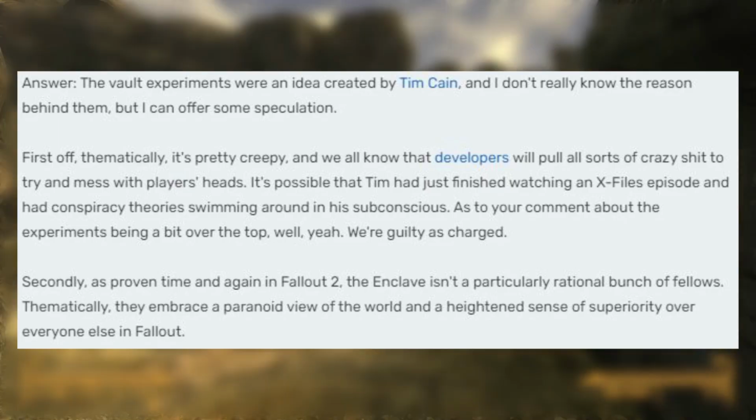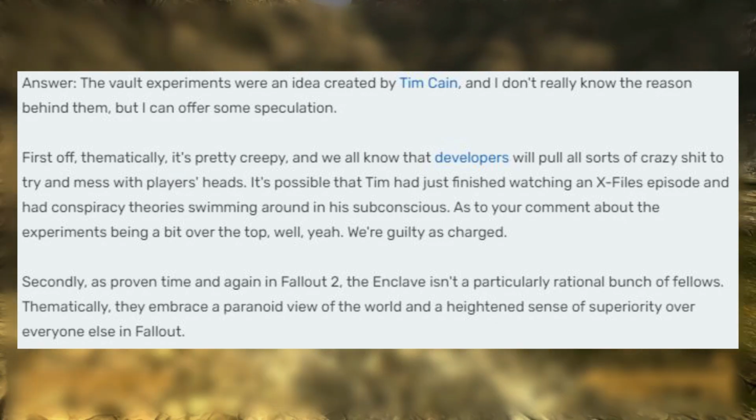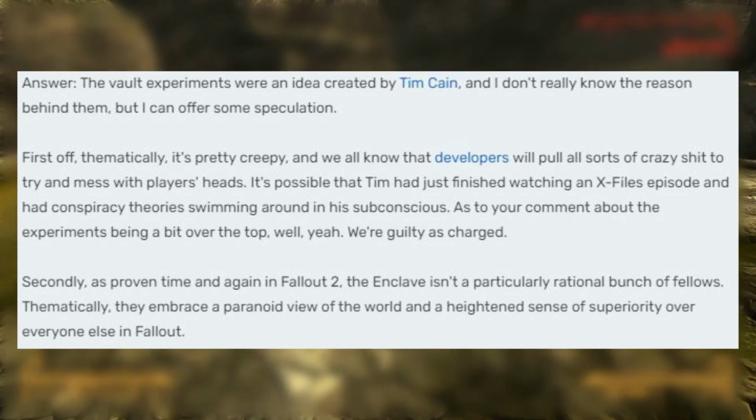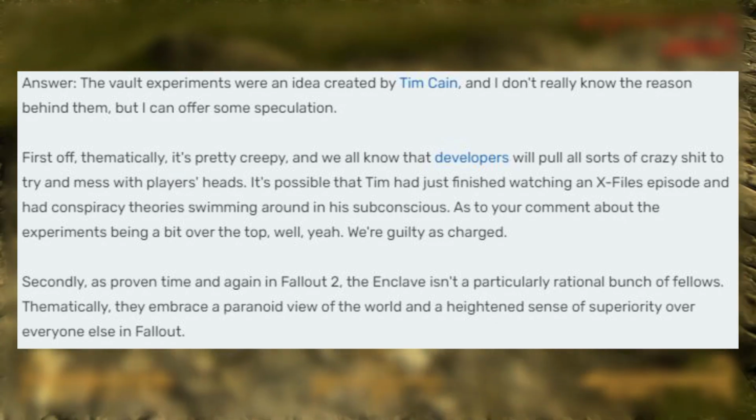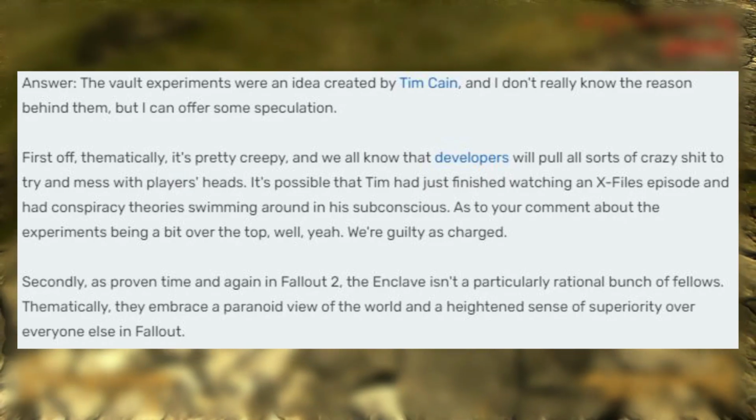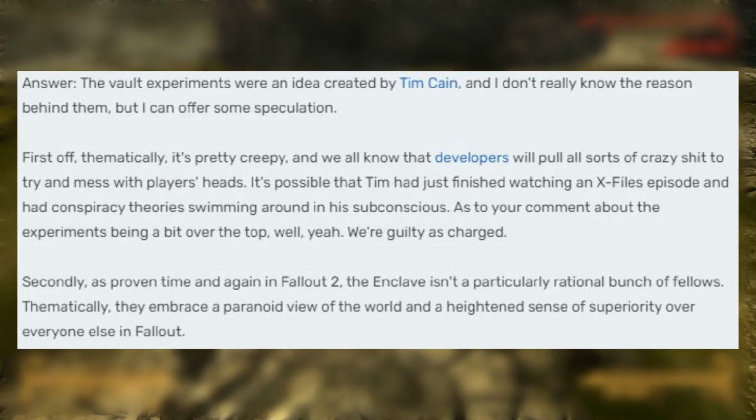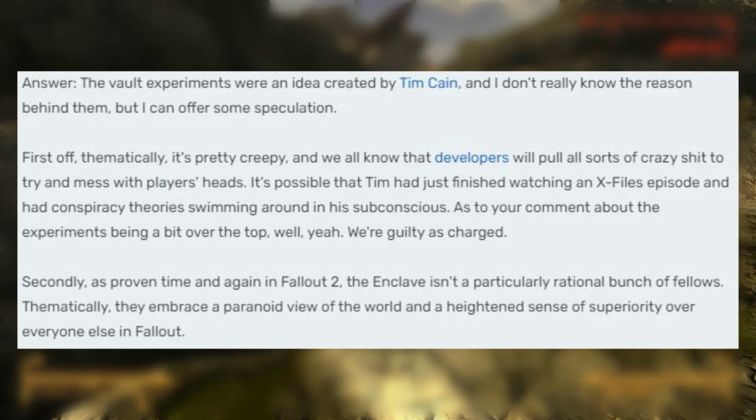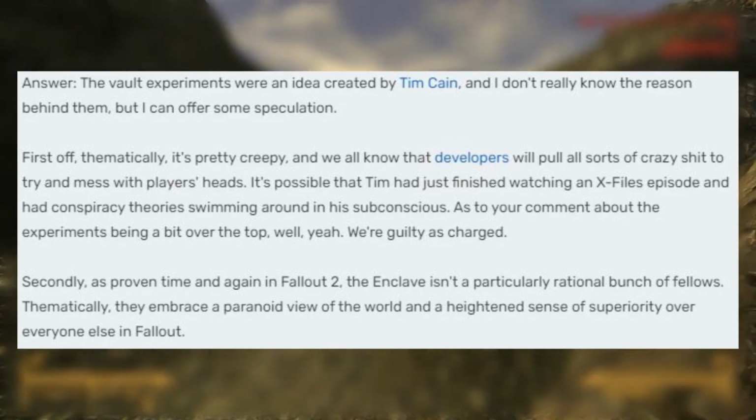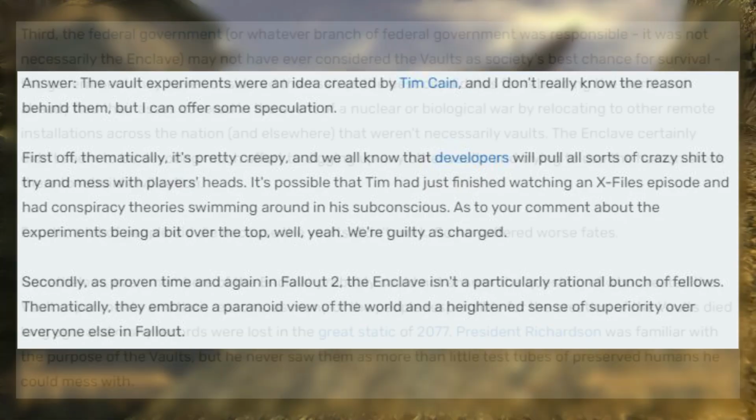As to your comment about the experiments being a bit over the top, well, yeah, we're guilty as charged. Secondly, as proven time and again in Fallout 2, the Enclave isn't a particularly rational bunch of fellows. Thematically, they embrace a paranoid view of the world and a heightened sense of superiority over everyone else in Fallout.